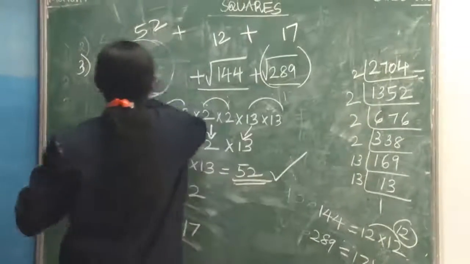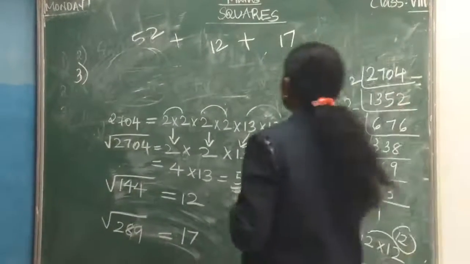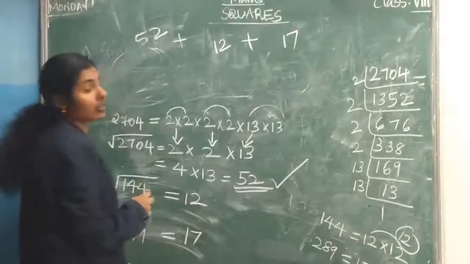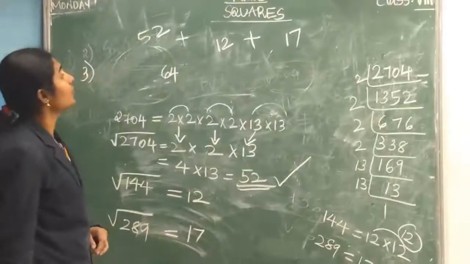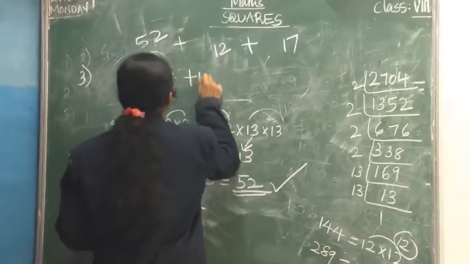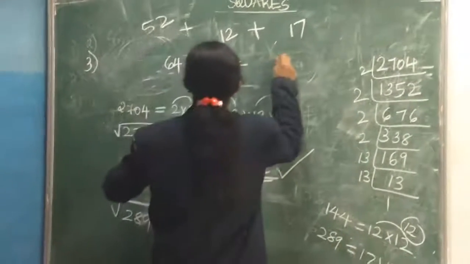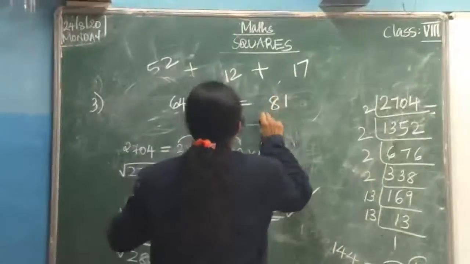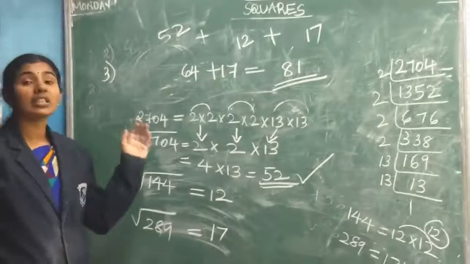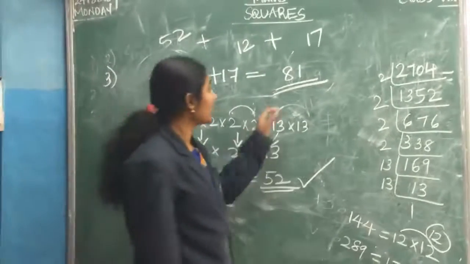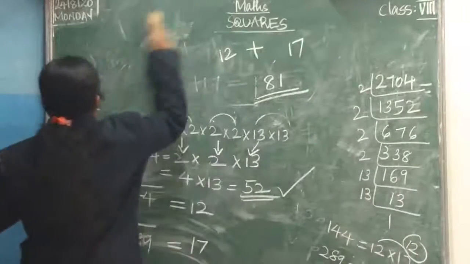What will you get? The final answer is 52 plus 12 plus 17. 52 plus 12 is 64. 64 plus 17, what is the answer? You will get 81. What is the final answer you will get? 81. So the answer is 81.